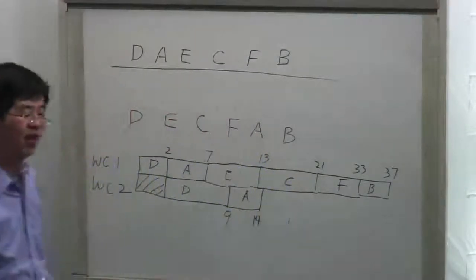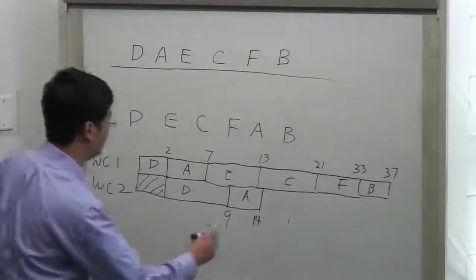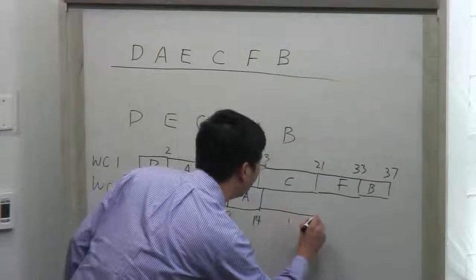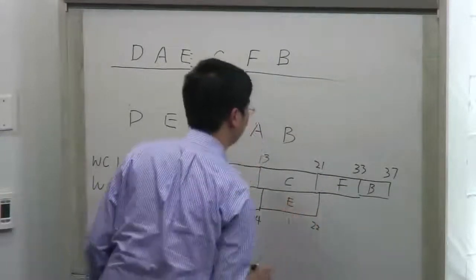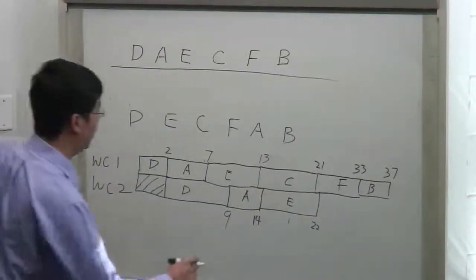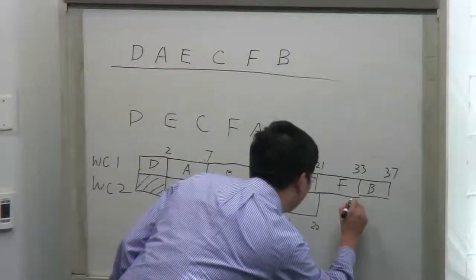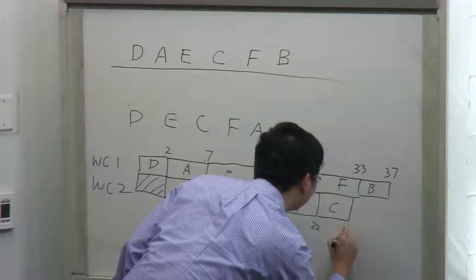Right? Continue. Next one, job E. 8 hours. Then it's 22, right? Job E, right? After E, which job? C. 9 hours. So it's 31. Okay. That's a tricky part to have.